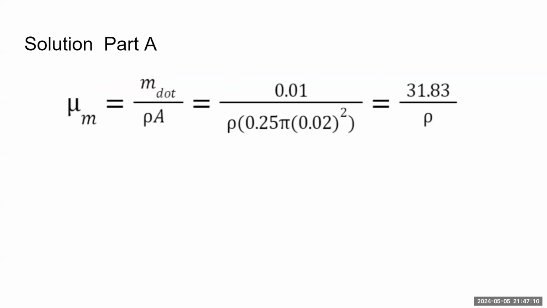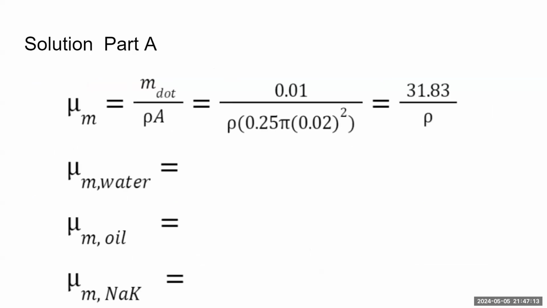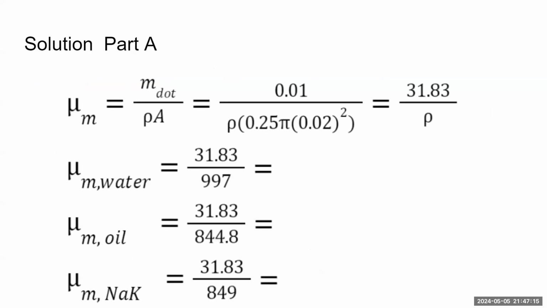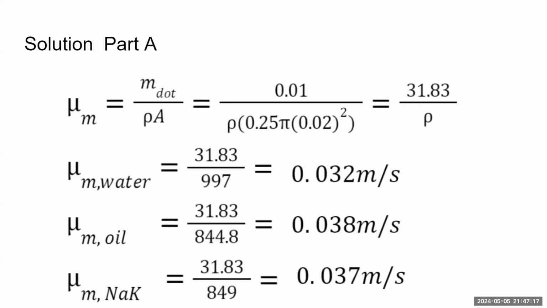Now we can solve. So first we want to find our mean velocity for each fluid. We can simplify this equation down to something based on only our density. Then we can solve in parallel for all our fluids by plugging in their respective densities and getting an answer.